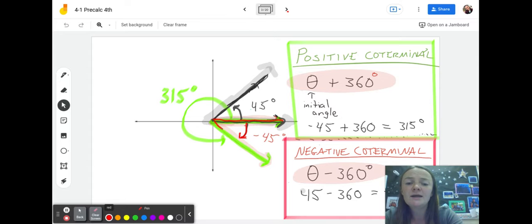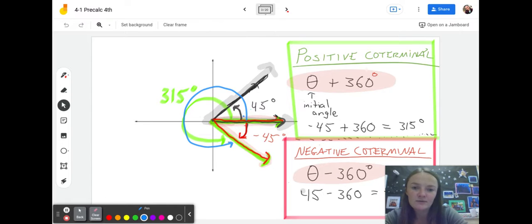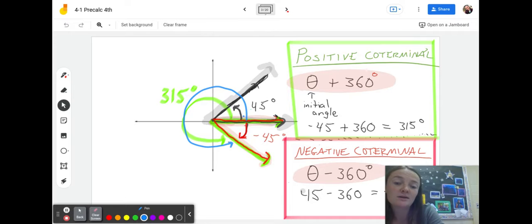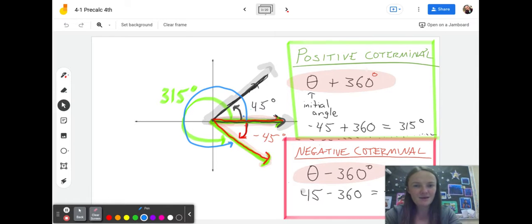So the question is, how could I get to negative 45 degrees using a different method, I suppose? So instead of getting to negative 45 degrees by going down, I could actually get to negative 45 degrees by going up and around 315 degrees. And so what that is called is a coterminal angle. So 315 degrees is coterminal to negative 45 because they create the same angle. You just get there a different way.